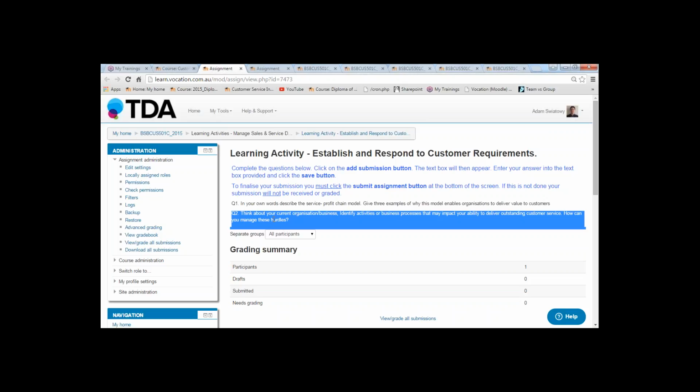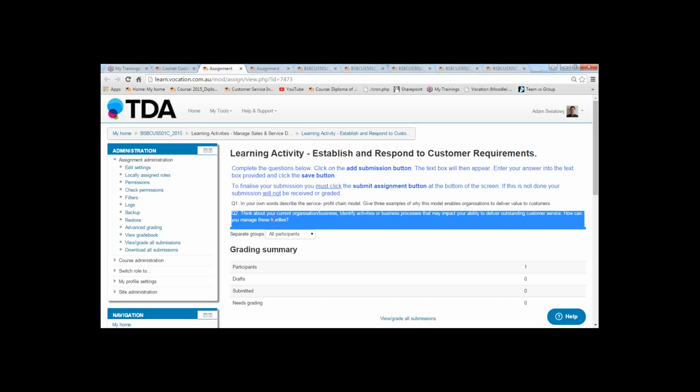Yeah, look, I'm happy. Think about your current organisation or business, and I guess if students aren't currently working in an organisation or business, perhaps they could look at some examples of businesses that they're familiar with. So identify areas or business processes that may impact your ability to deliver customer service. What are some of the things within your business, or some of the activities that could impact how you deliver your customer service.